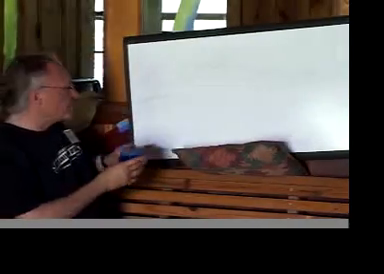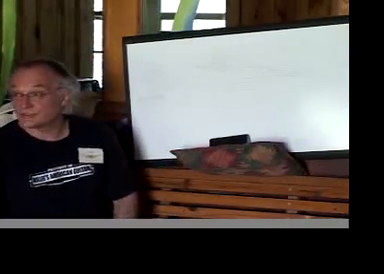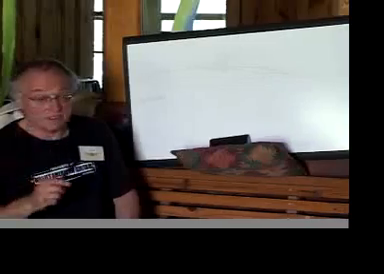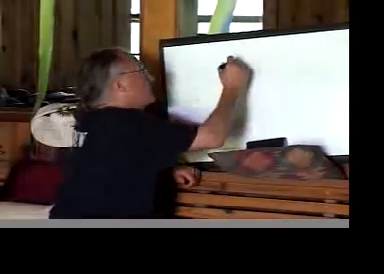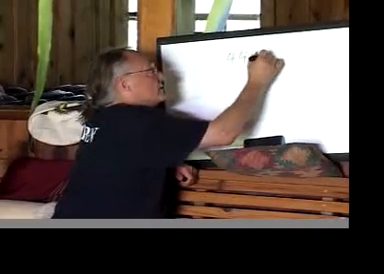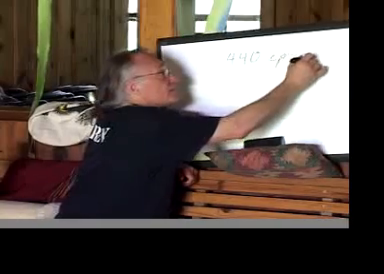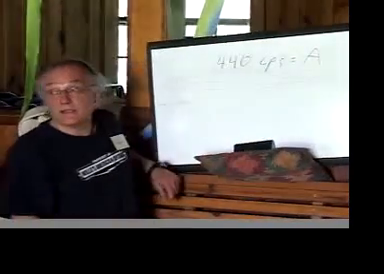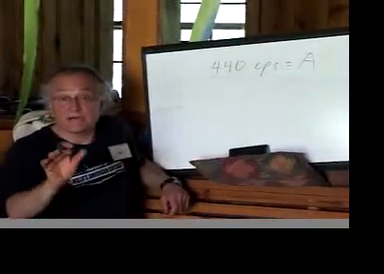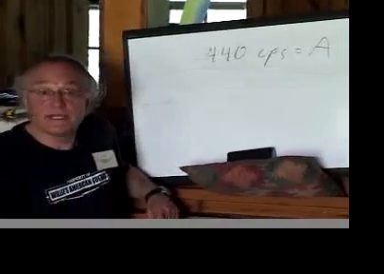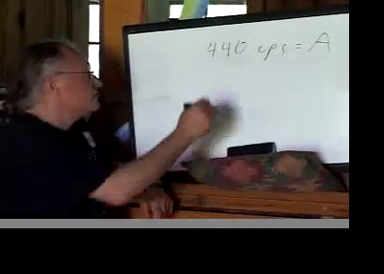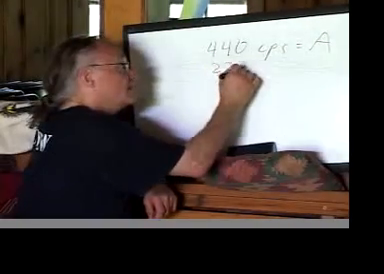There's an agreement among musicians all over the world, except for the Japanese, that 440 cycles per second is equal to an A. It's called an A. That's the middle A, for those of you who play piano, the middle A of the piano. And conversely, 220 is A.